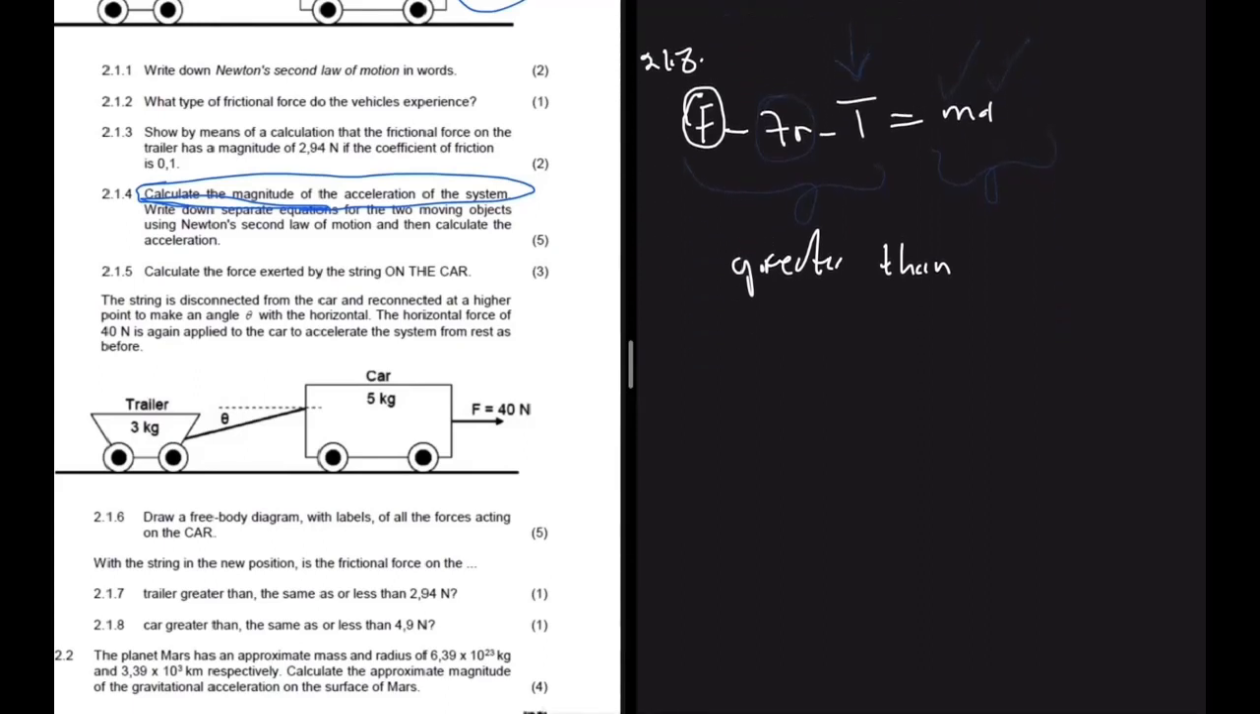And then for 2.2, it says the planet Mars has an approximate mass and radius of 6.39 times 10 to the 23 kg and 3.39 times 10 to the 3 kilometers respectively. Calculate the approximate magnitude of the gravitational acceleration on the surface of Mars. We know that the gravitational acceleration is given by the big G multiplied by the mass of the planet divided by the radius squared.